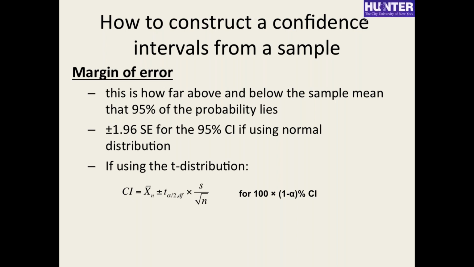So what is this saying? It's saying that the margin of error is based on two things. One thing is how variable the individual numbers are, the standard deviation, and the sample size. And the other thing is how certain we want to be that we're going to capture the mean. In other words, the t value or z value.